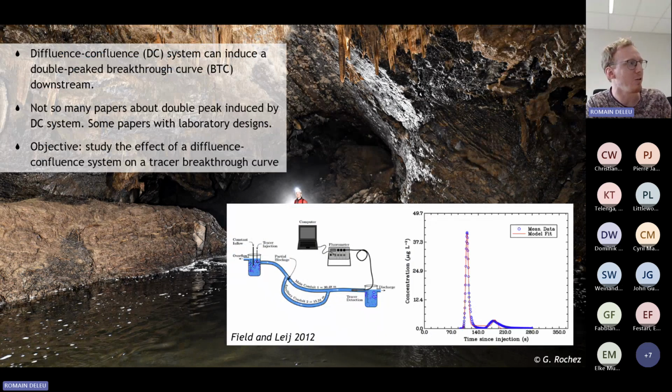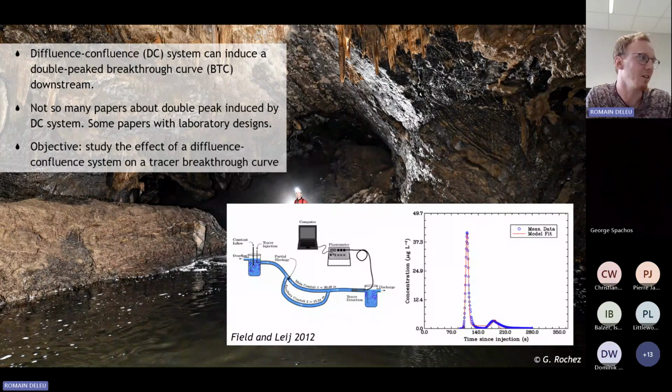So, as you may know, a diffluence-confluence system, as illustrated on the figure here, is when a river splits into 2 or more conduits and merges back at the confluence. And if you measure the tracer breakthrough curve downstream of the system, you can sometimes observe a double-peaked breakthrough curve if the conditions are right. And there are not so many papers about double peaks induced by this kind of system. There are some papers that talk about this with laboratory designs, but not so many with field studies.